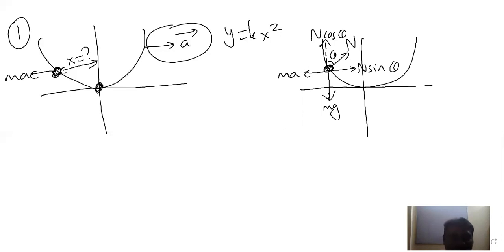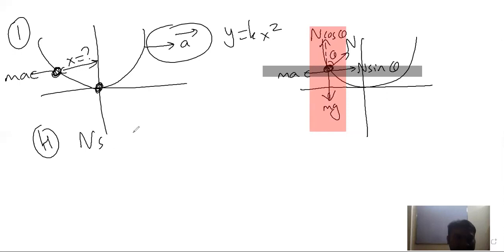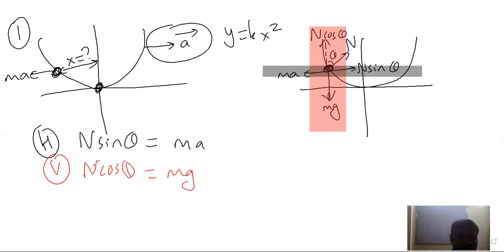So let us now equate the forces in the vertical direction and horizontal direction one by one. First, the horizontal equation: N sin theta is equal to ma. Then the vertical equation: N cos theta is equal to mg. And if I divide these two equations, N cancels, and I get tan theta is a by g.